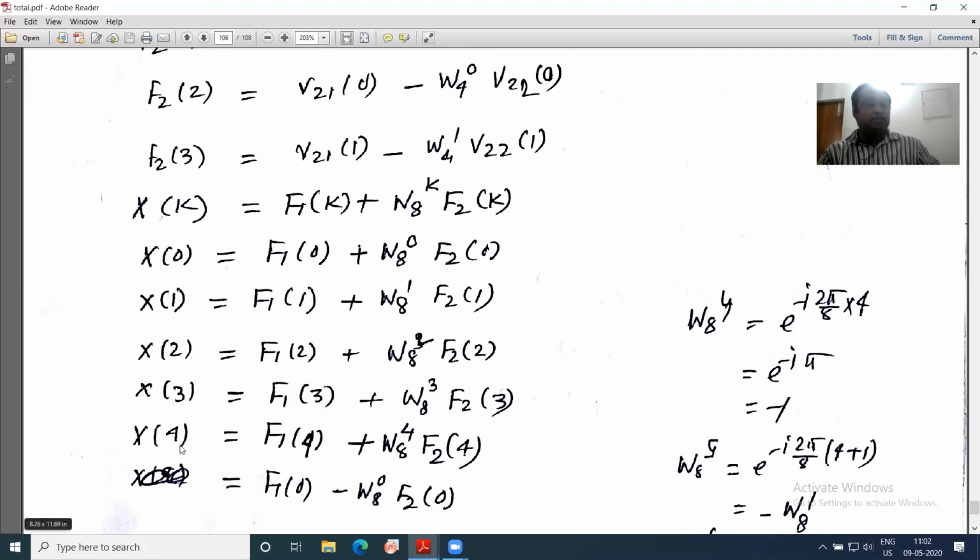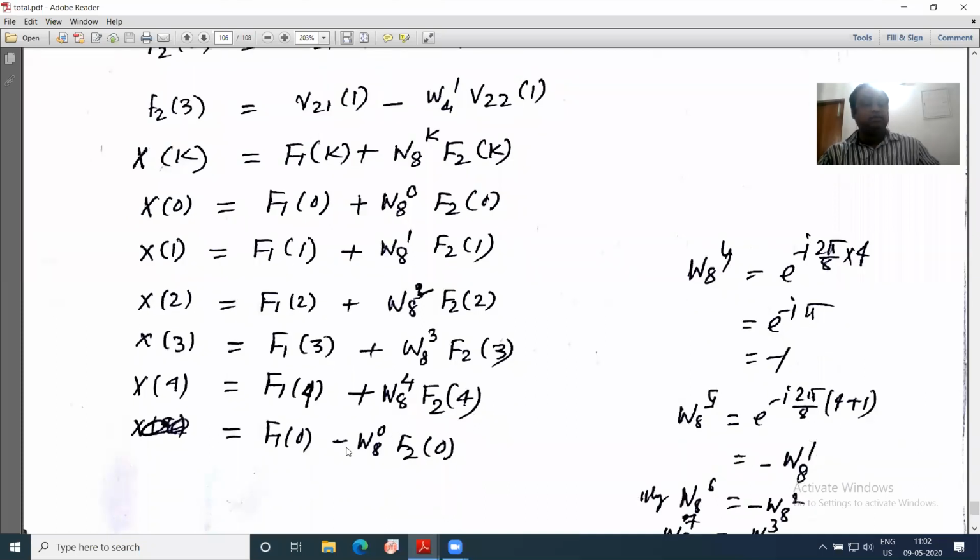Now if I write x of 4, it will be f1 of 4 plus w84 f2 of 4. But you know that f1 and f2 are 4-point DFTs. Since they are periodic with period 4, f1 of 4 equals f1 of 0 and f2 of 4 equals f2 of 0. And w84 is e to the power minus j2 pi by 8 into 4, which is minus j pi, so it is minus 1. So I am writing minus. Wherever it is a minus, I will write w80 to denote that there is a multiplication. The way I did it earlier, same thing I am doing here.